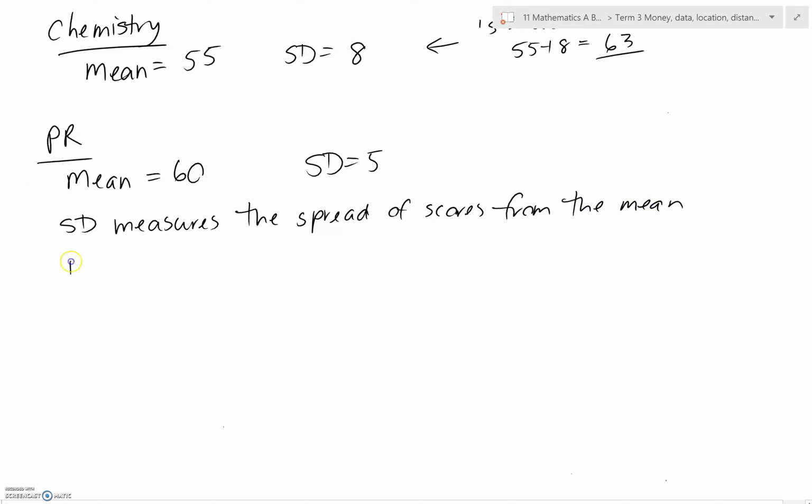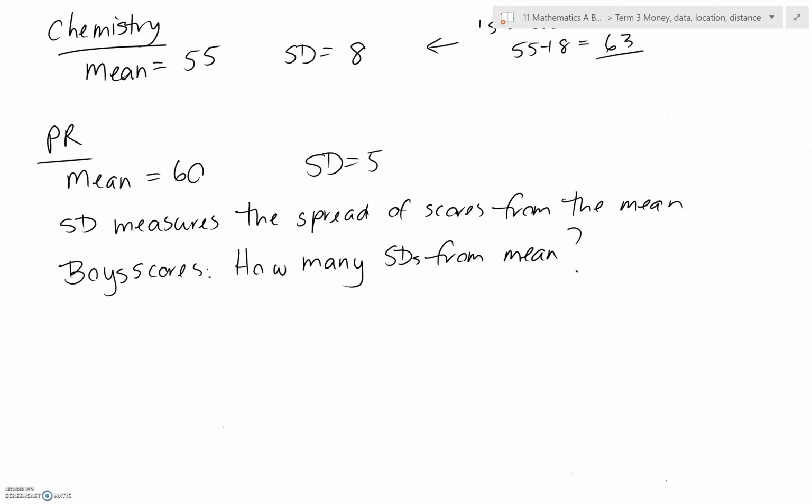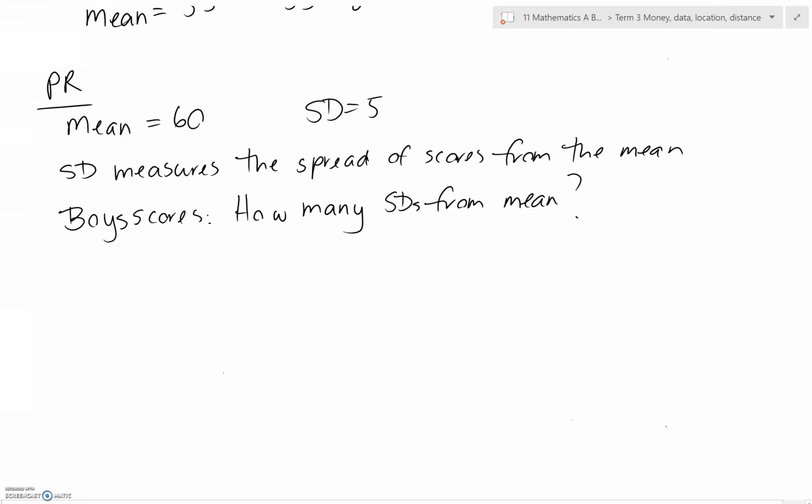So when we're talking about the boys' scores, we want to know how many standard deviations they are from the mean, because we've got 3 different subjects here and they don't even take all of the same subjects, so we can't directly compare them. So we need to use that mean and standard deviation and how many standard deviations they are away from the mean to come to some conclusions here. So let's look at those now.